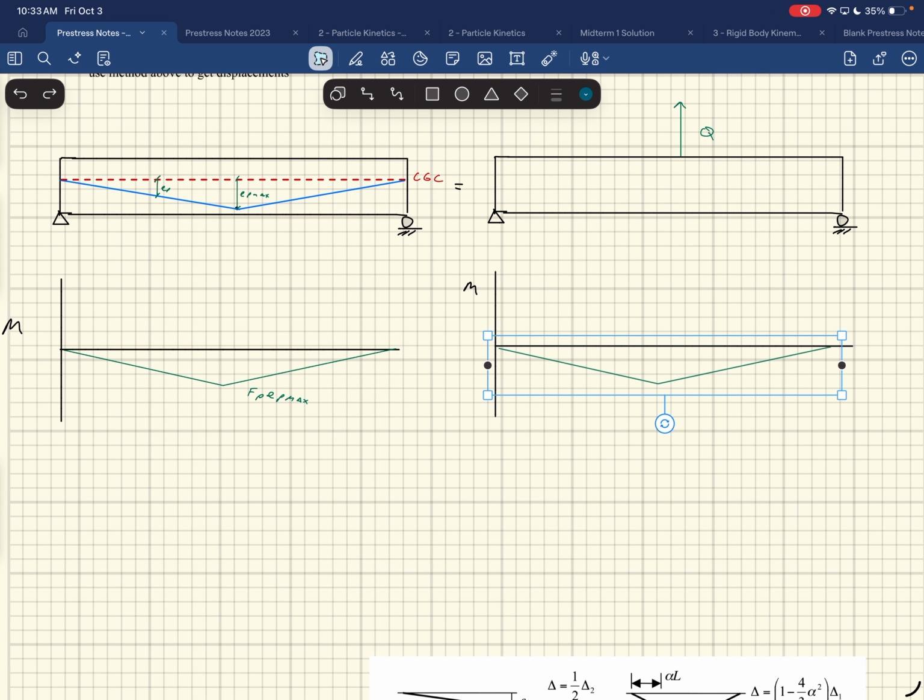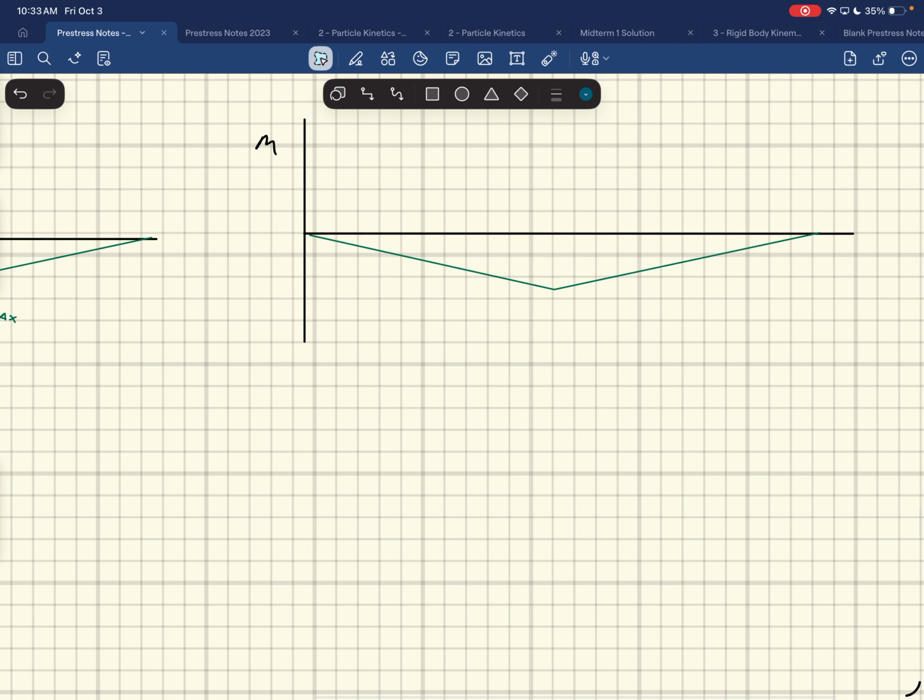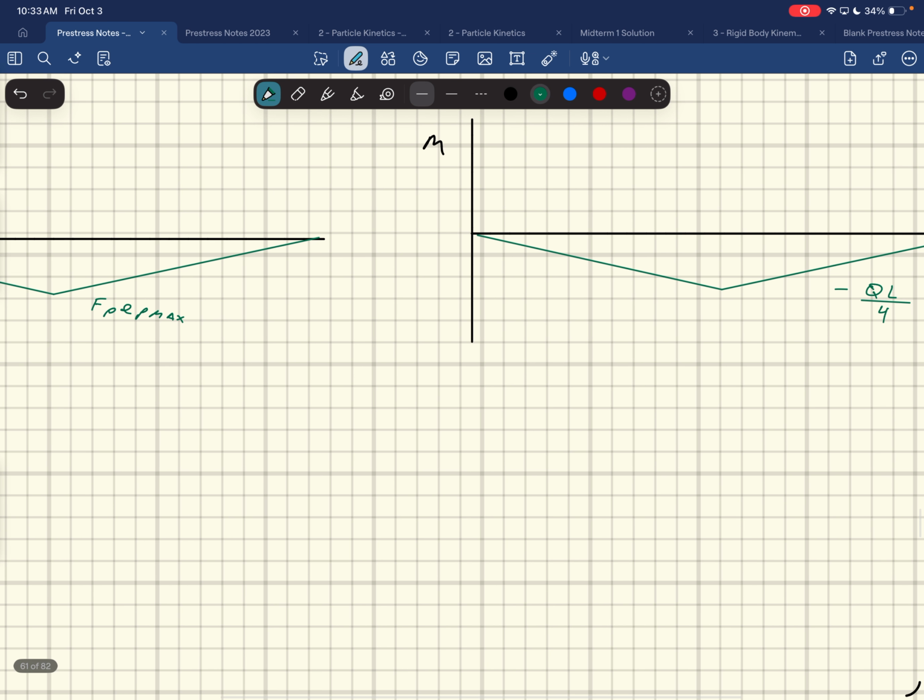Anyway, so over here, that gives me the same one. Over here, though, what's the moment at the center of a simply supported beam with a point load? PL/4. Yes. Negative QL/4 in this case, right? And this, I guess, would be negative FP. Why do you use Q instead of P?